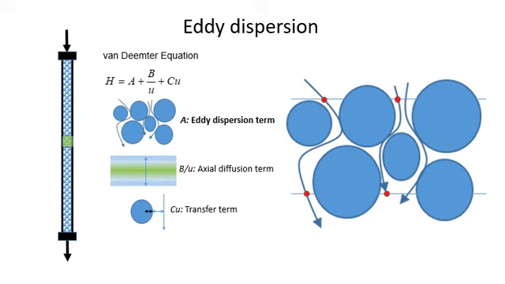The eddy dispersion term quantifies dispersion due to variability in solute path lengths within the stationary phase. It depends on the size and size distribution of the stationary phase particles packed within a column. The greater the size, the greater the dispersion. The greater the size distribution, the greater the dispersion. Eddy dispersion also depends on the evenness of packing. The more uneven the packing, the greater is the dispersion.